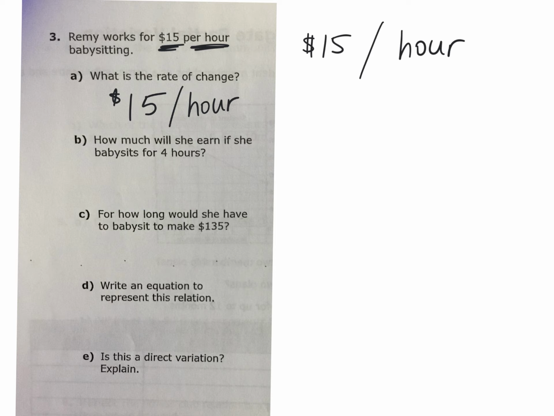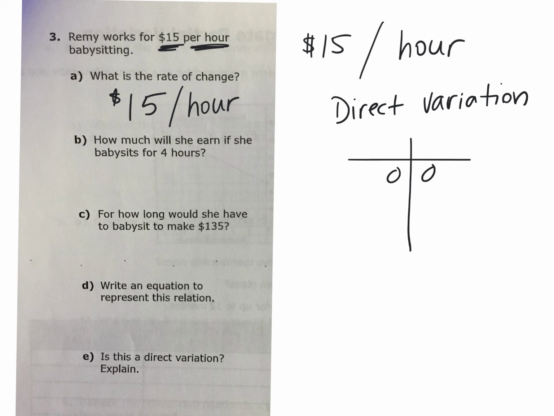Before we even answer the rest of the questions, I want you to think about this for a second. Raise your hand if you think this will be a direct variation. Think about it. How do you know if it's a direct variation? What does it have to start at? If she works 0 hours, will she make any money? No. So do you think this is going to be direct? If you graph it?